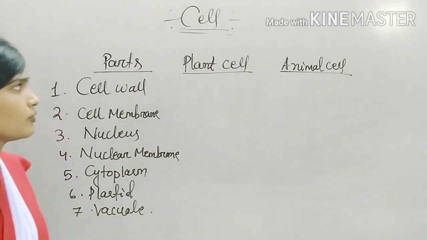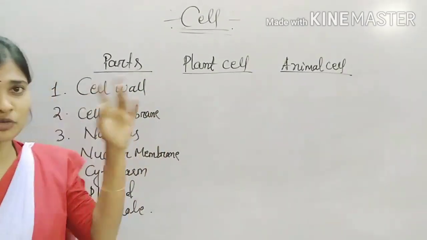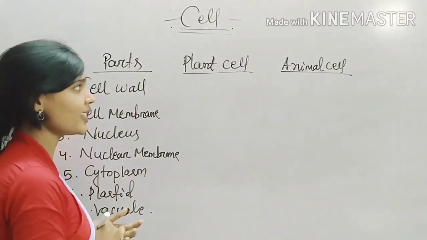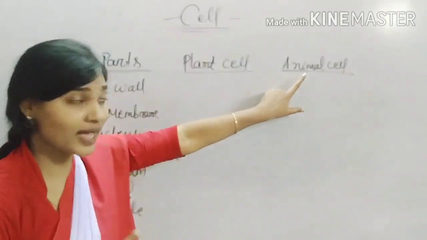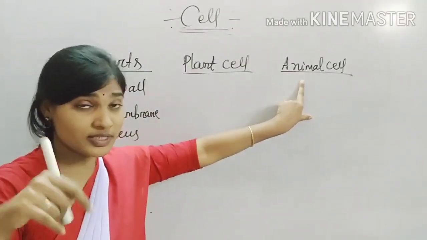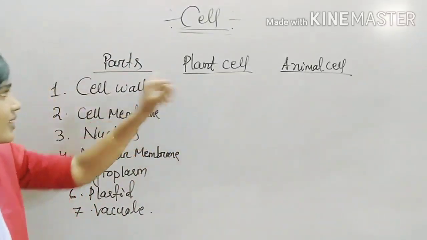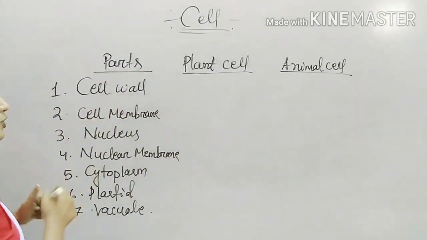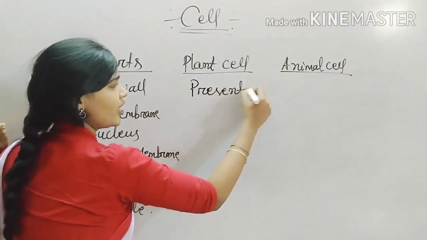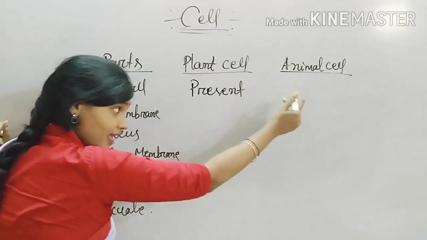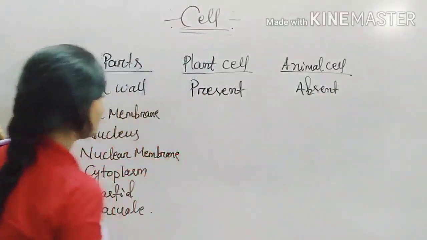So cell wall, as we know, is present in the plant cell for protection. Also we know that in the case of the plant cell only the cell wall is the outer layer, but in the case of the animal cell there is the plasma membrane. So cell wall is present in plant cell. But what about the animal cell? Yes, this is absent in the animal cell.